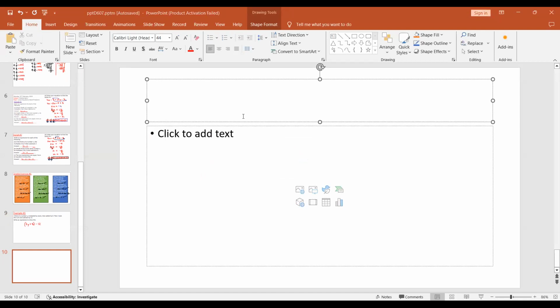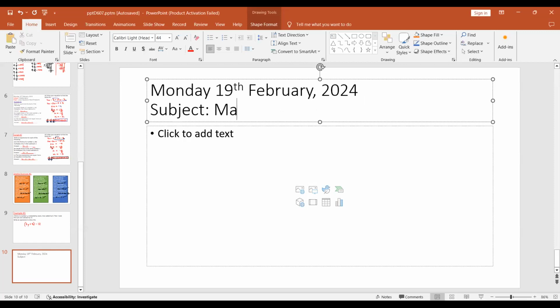Today is Monday, so we're going to head up for English language. Today is Monday, the 19th of February 2024. Our subject is, of course, not mathematics, English language.